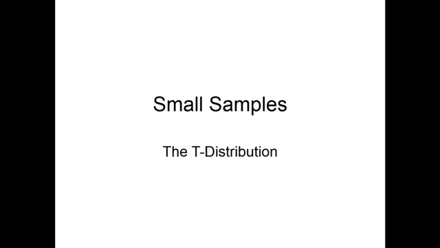Okay, in this lecture we're going to talk about small samples, and these are samples which are of size n less than 30 where we can't use the central limit theorem, but we can under certain conditions use something called the t-distribution. And so let's get started here.